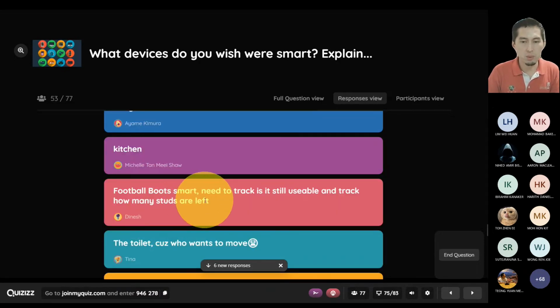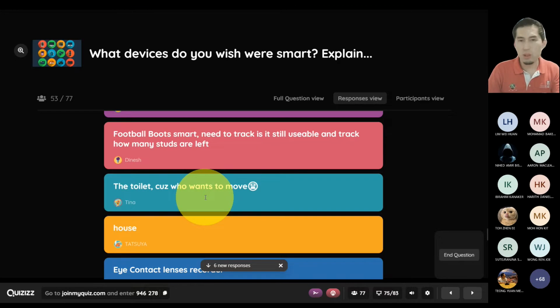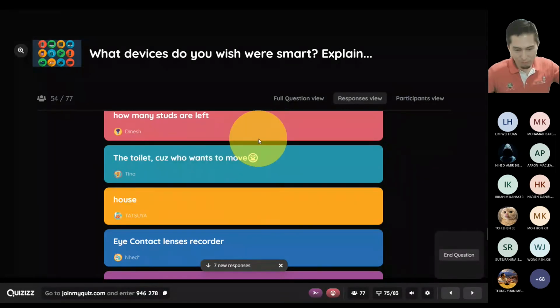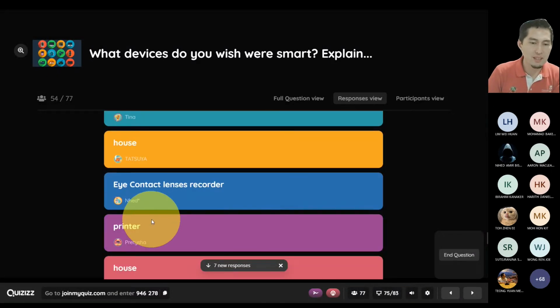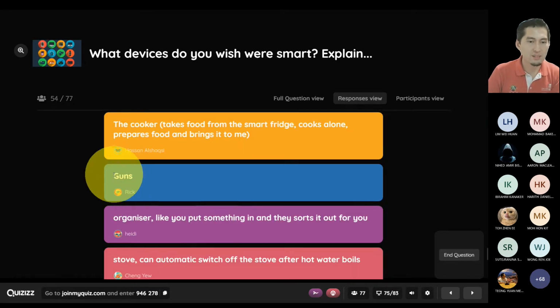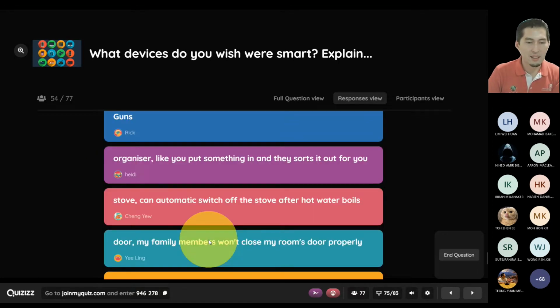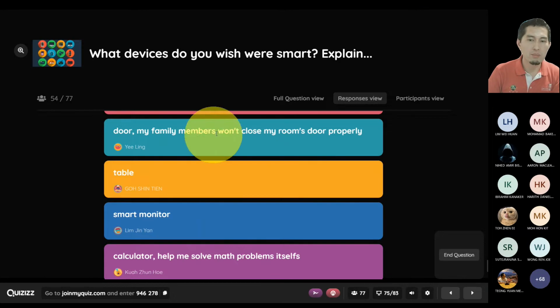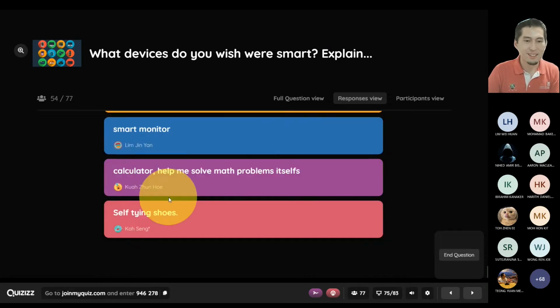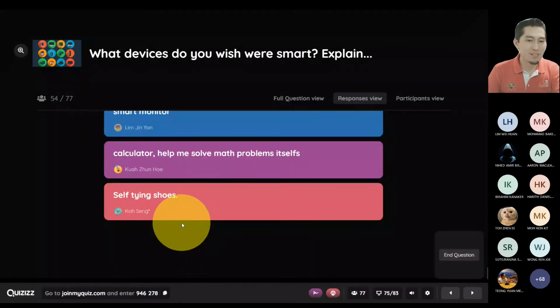Football boots, smart football boots. Need to track if it's still usable, track how many studs are left. Wow, might as well have the football boots play football for you as well, right? The toilet, because who wants to move? I cannot imagine myself sitting in the toilet and having all my devices around me, because I'm going to freak out that something is going to drop in there. Printer, house, water bottle, the cooker, guns. Okay, Rick, you suddenly went very dark here. Organizer, stove, door. My family members won't close my room's door properly. That's a very valid issue to be highlighted there. Again, someone with self-tying issues towards the end here.